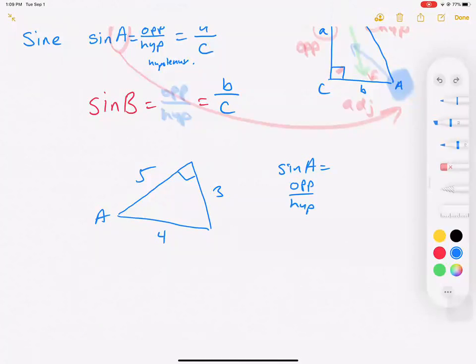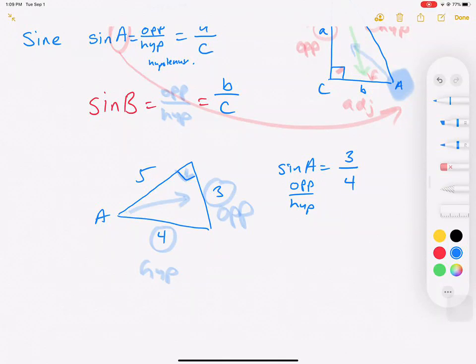So the opposite of A is 3. That's my OPP. The hypotenuse of the triangle, opposite the right angle, is going to be 4. So we just always write the fraction. These are trigonometric ratios. That means they always have to be a fraction of opposite, which is 3, over hypotenuse, 4.